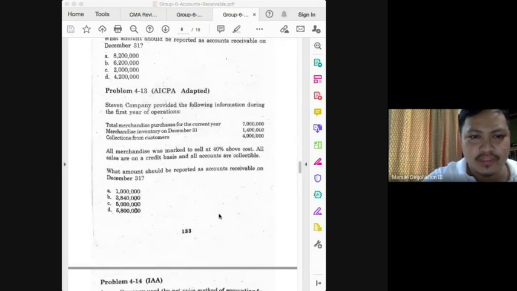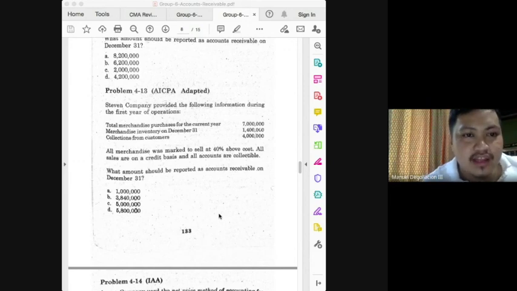What amount should be reported as accounts receivable on December 31? So what happened here? We have merchandise purchases for the current year, 7 million. Merchandise inventory on December 31, 1,400,000. Collections from customers, 4 million. All merchandise was marked to sell at 40% above cost. All sales are on credit basis, and all accounts are collectible. Okay, so basically the same concept as the previous problem. We just have to determine our credit sales.